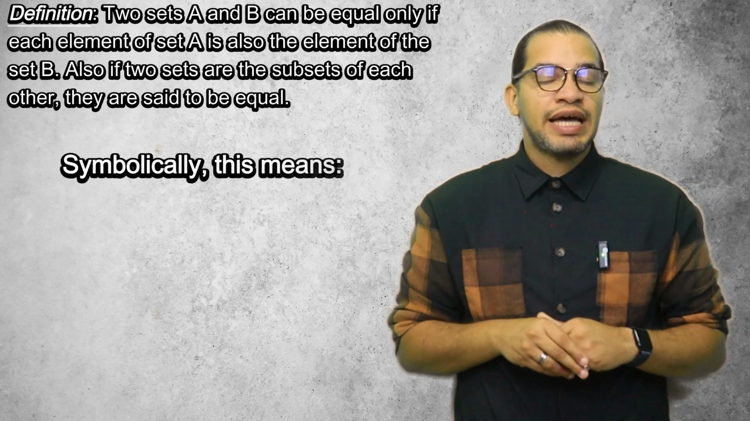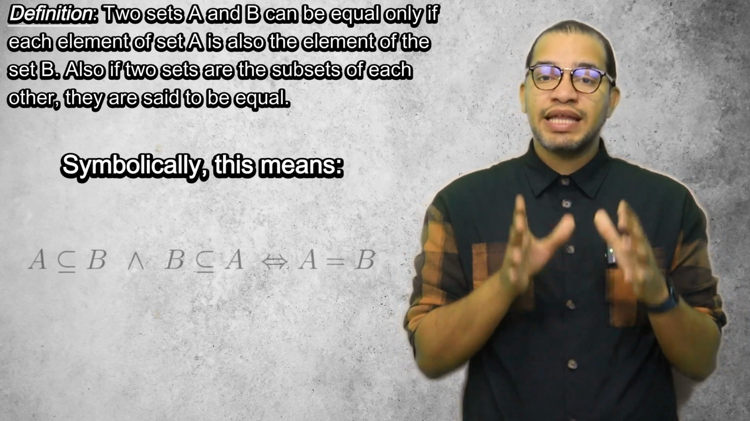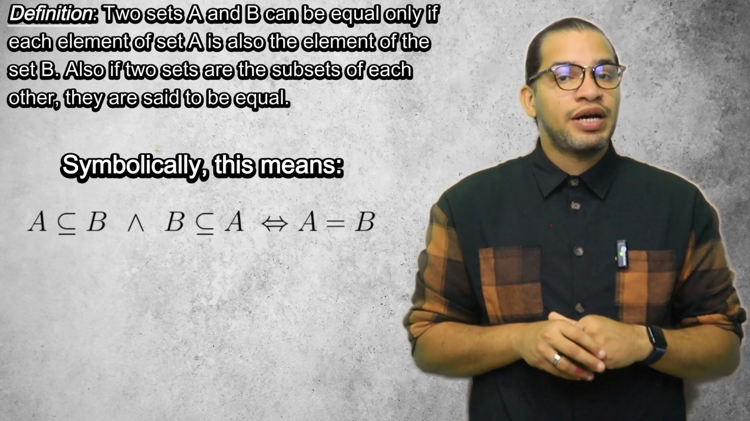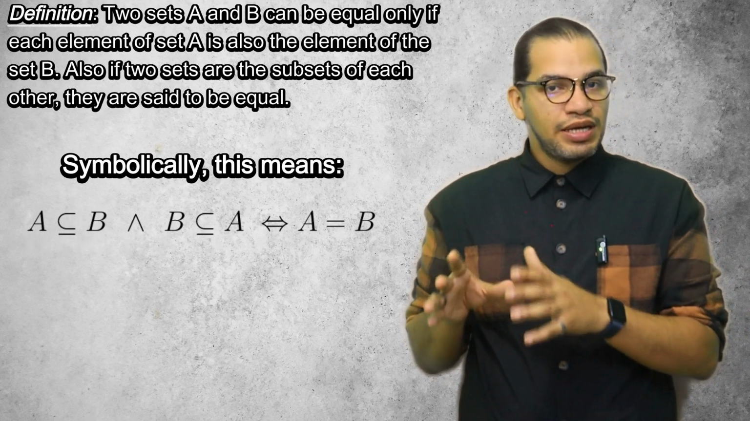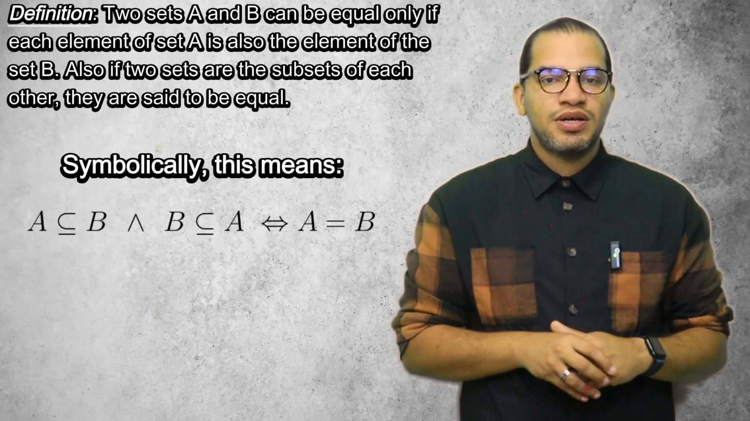If we have two sets, A and B, we say that these two sets are equal if and only if A is a subset of B and B is a subset of A. Something quite curious and remarkable about sets is that sets can contain sets as elements.